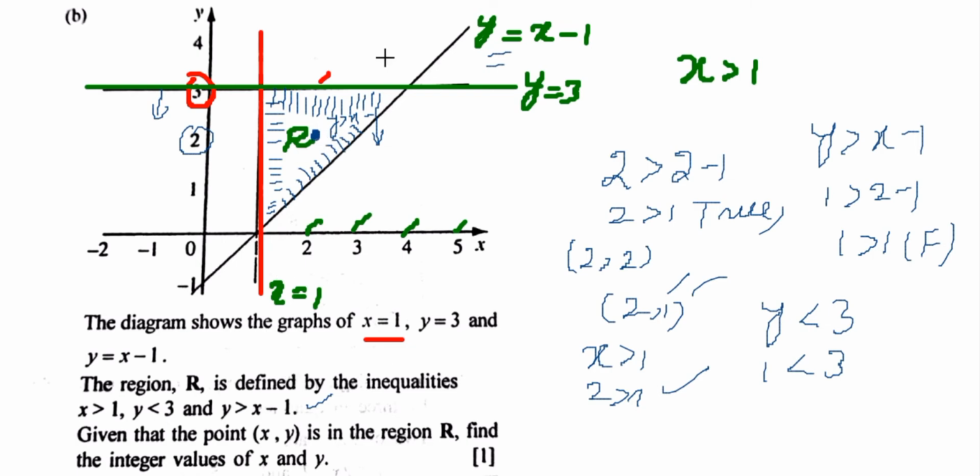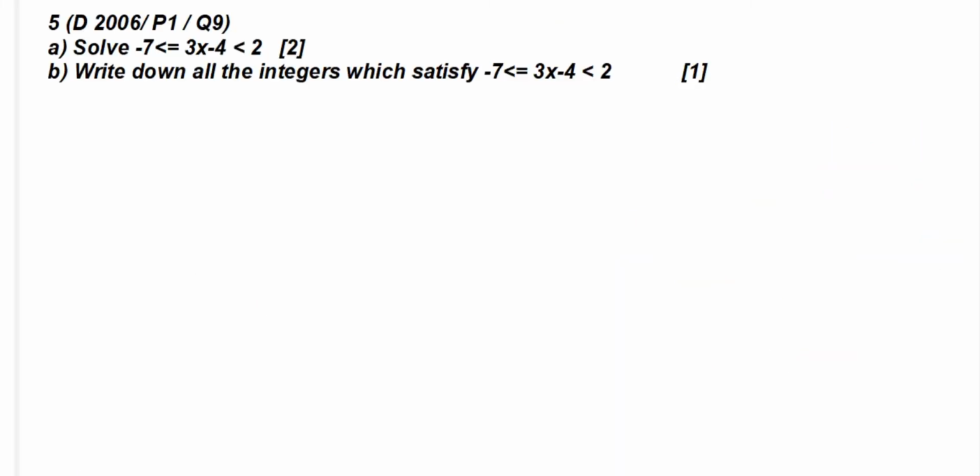Next we move towards question number 5. 2006 paper 1 question number 9. We are given an inequality. We have to solve this inequality in part 1: minus 7 less than or equal to 3x minus 4 less than 2. The marks of this question are 2.